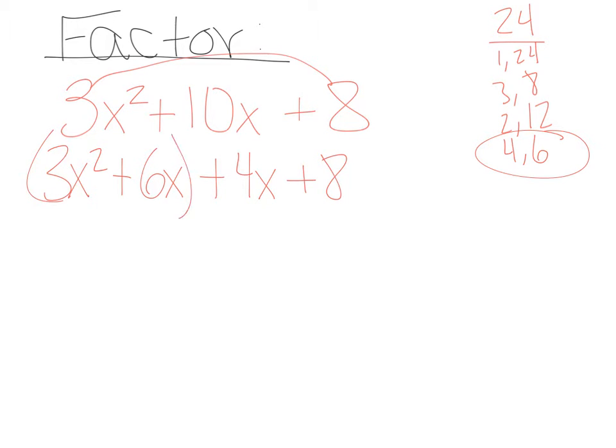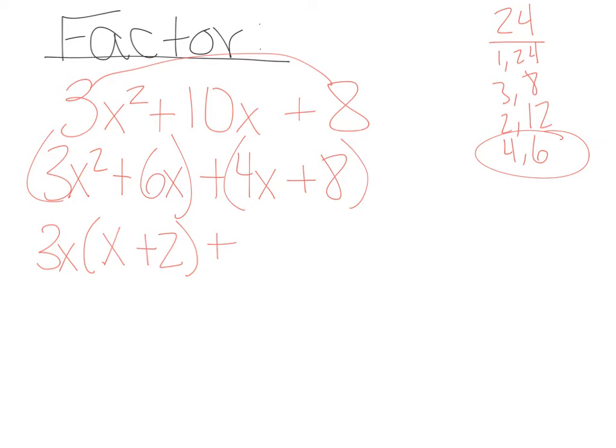And we group our first two terms and our second two terms. And we're going to factor out the greatest common factor. In this case, 3x squared and 6x, the greatest common factor is 3x. And we write whatever's left over inside the parentheses. So 3x squared divided by 3x leaves us with x. 6x divided by 3x leaves us with 2.